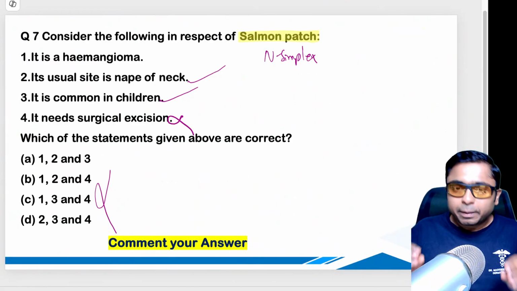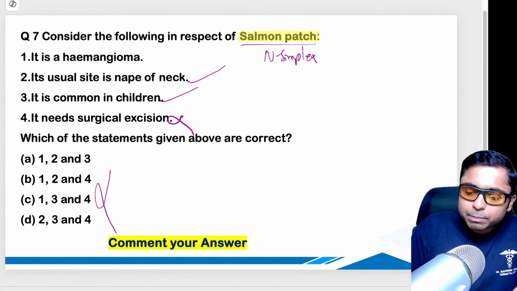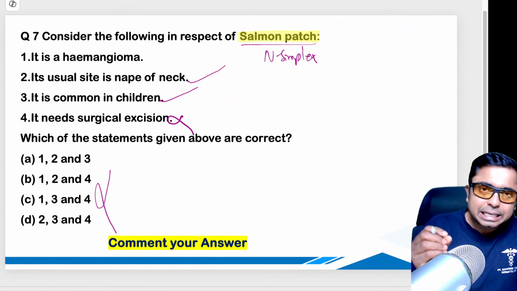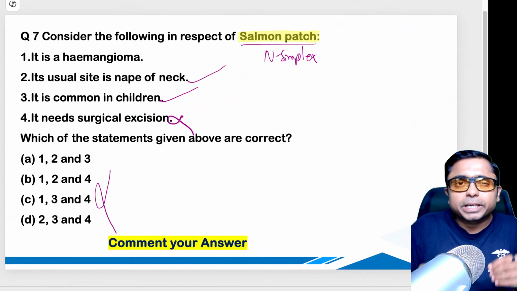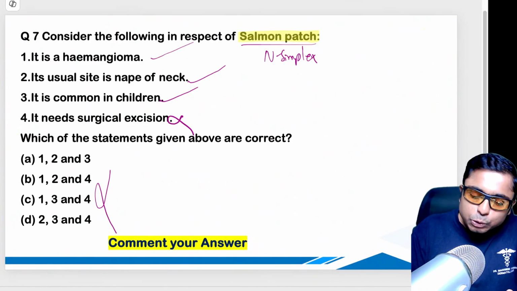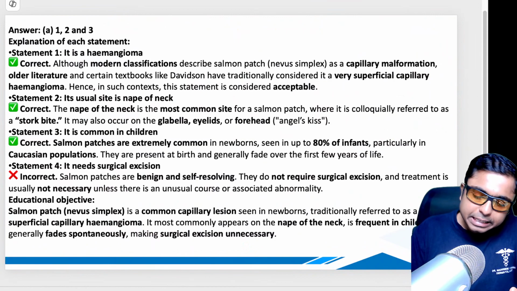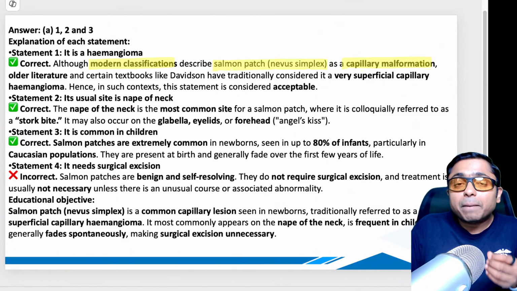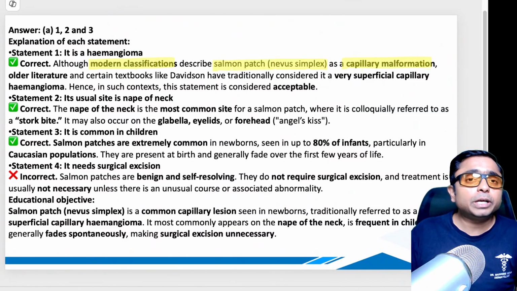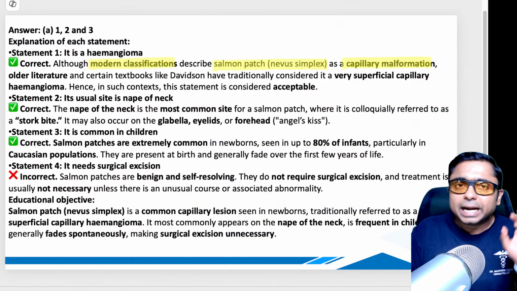2 and 3 are correct, but please remember salmon patch is not a hemangioma, though in the old books it was mentioned as hemangioma. So we can take this as the correct answer. Okay, as you can see here, it is already mentioned in the modern classification. This salmon patch or nevus simplex is categorized as capillary malformation, but not a hemangioma. Capillary malformation is different and hemangioma is different.